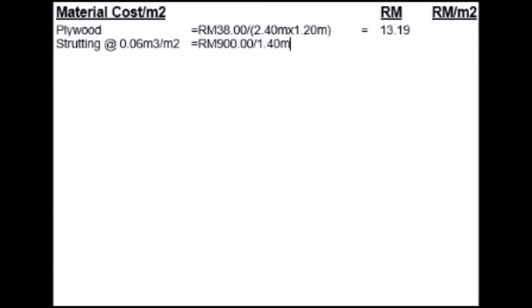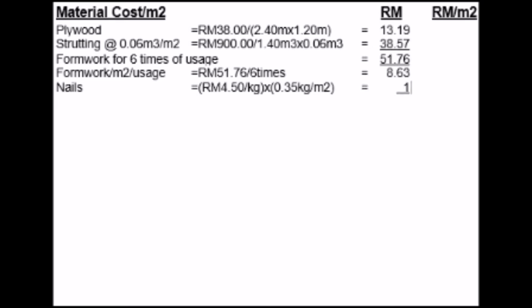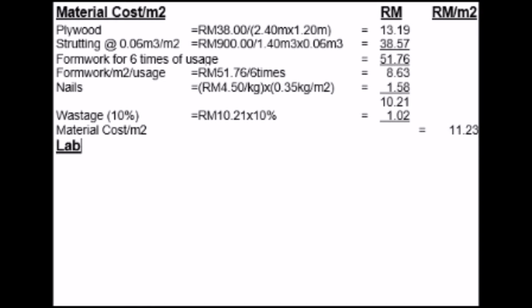First of all, we require the material cost, which is plywood, strutting, and also we will get the total formwork cost, which per usage is 8 ringgit and 63 cents. We add the nails and also 10% of wastage, which then the total material cost is 11 ringgit and 23 cents.